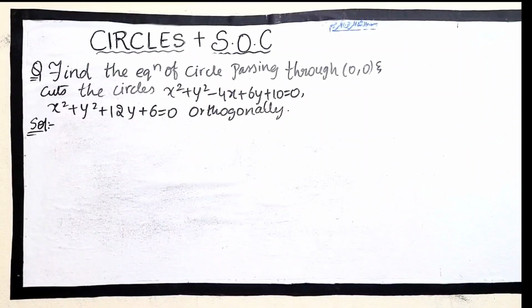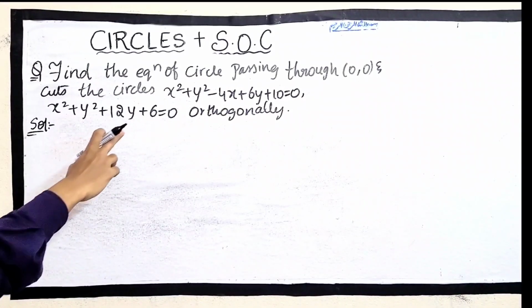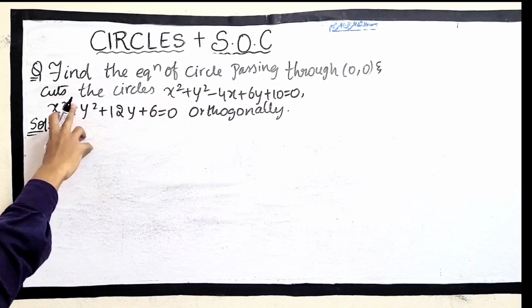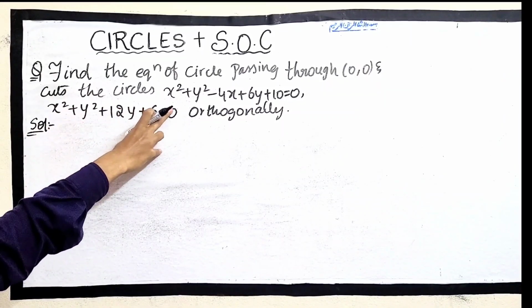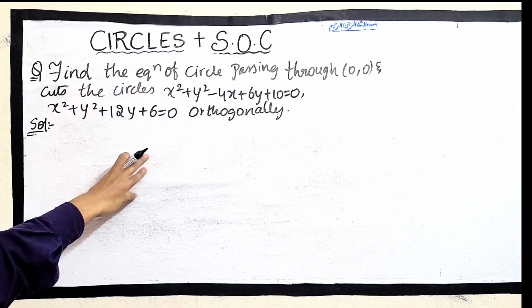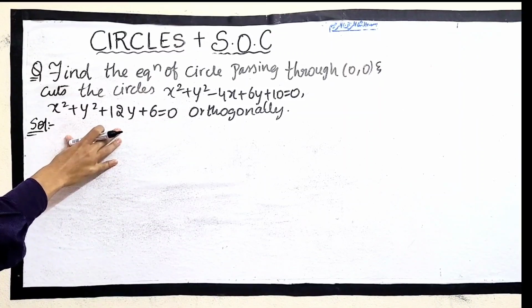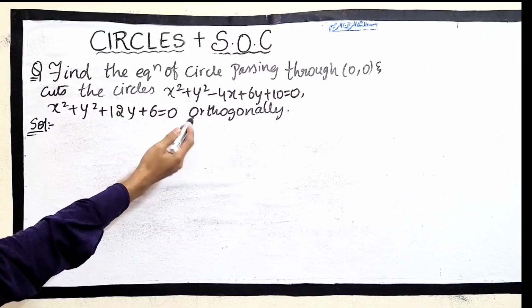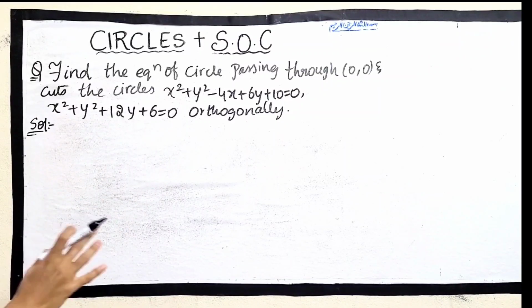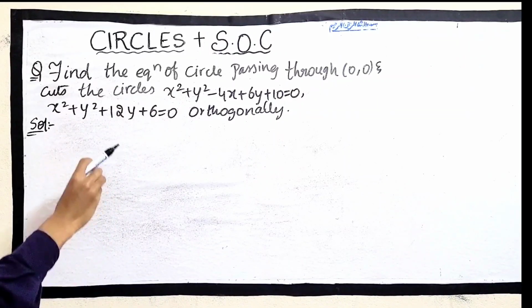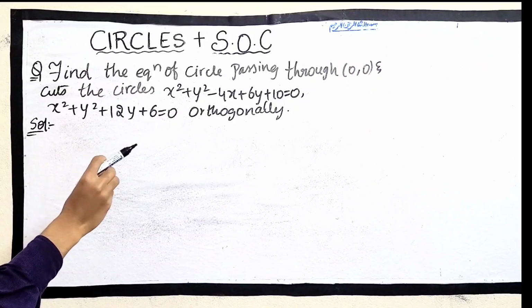Our last question here is: find the equation of the circle passing through (0, 0) and cutting the circle x square plus y square minus 4x plus 6y plus 10 equal to 0, and the other equation of circle is also given, orthogonally. Which means we have a condition for orthogonality. Just follow that condition and solve in 2 or 3 minutes.